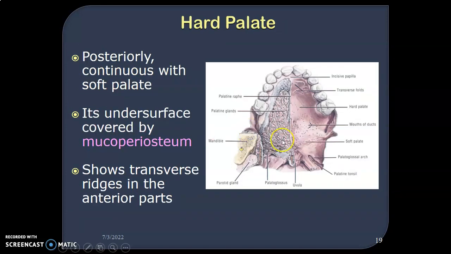Posteriorly, the hard palate is continuous with the soft palate, which is muscular, and the undersurface of the hard palate is covered by mucoperiosteum, and usually it shows transverse ridges anteriorly. So you can appreciate the transverse ridges anteriorly. This is the mucoperiosteum, and there's usually a palatine raphe between the right and the left side.